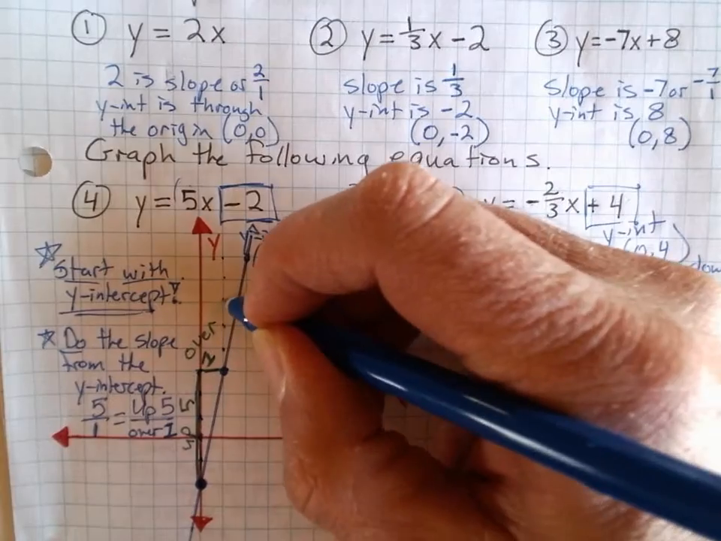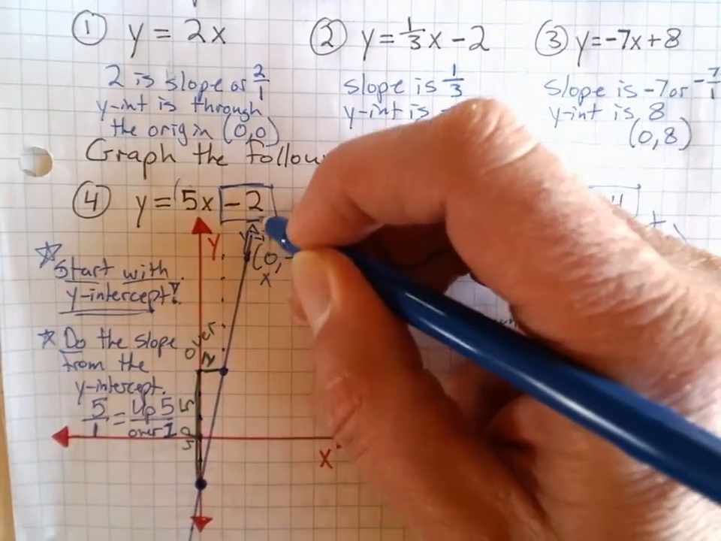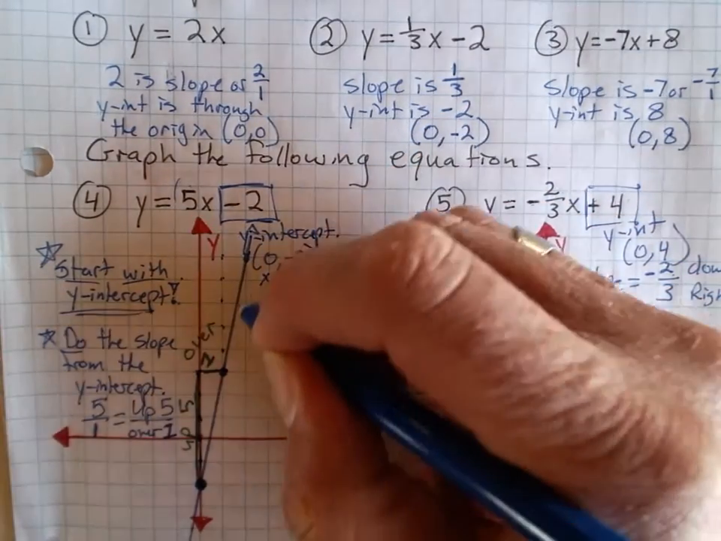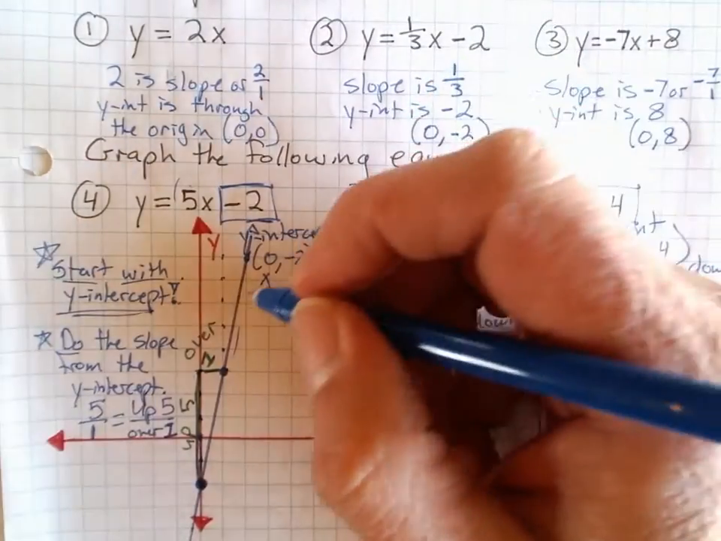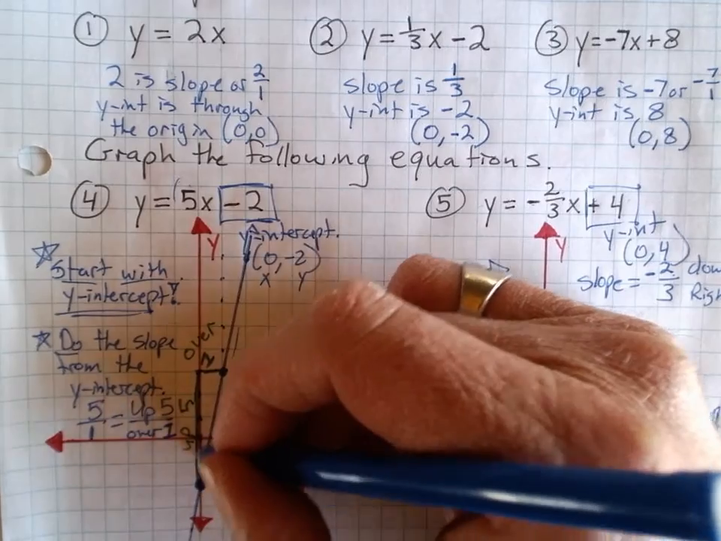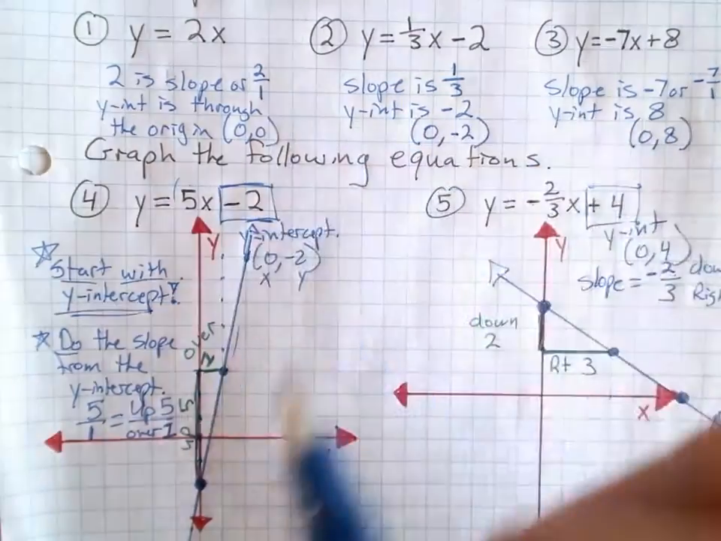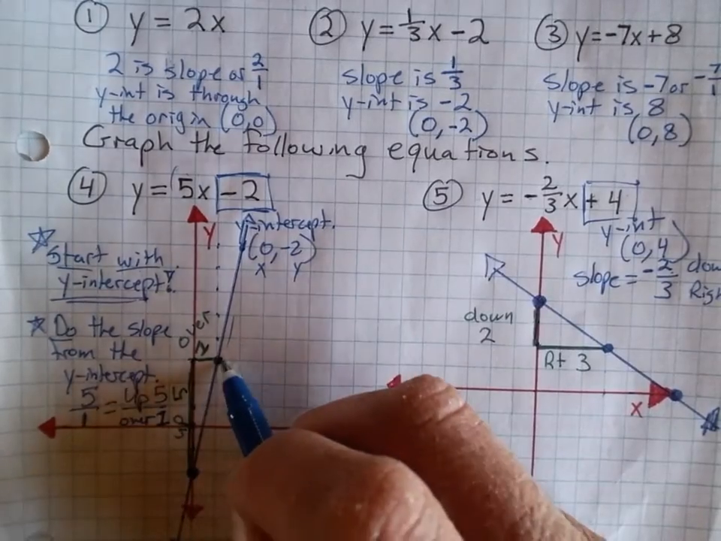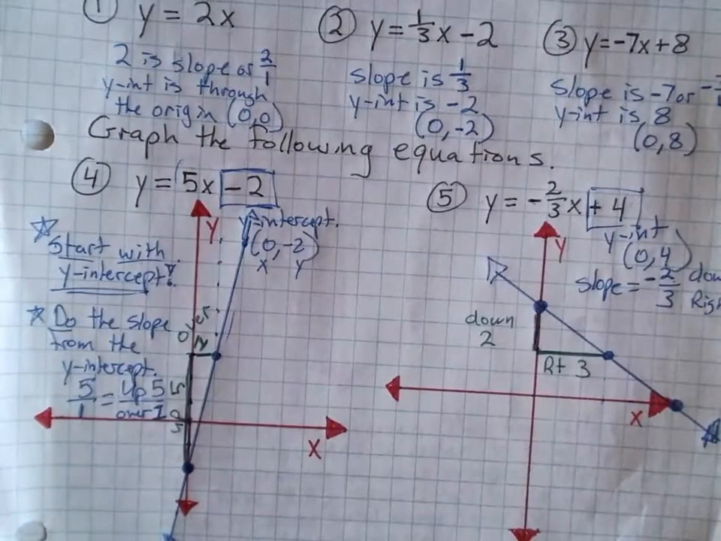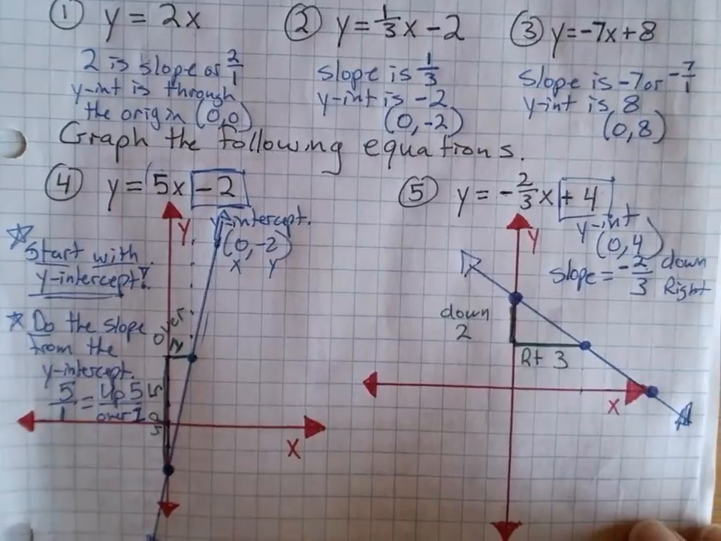Up 5. 1, 2, 3, 4, 5. Over 1. Boom. And I can see that just makes this beautiful line. And I use a straight edge because that's just how I do. So you go up 5 over 1, up 5 over 1, and you start. Remember, start at the y-intercept, -2. Draw your line. Done. And then you move on to the second example.